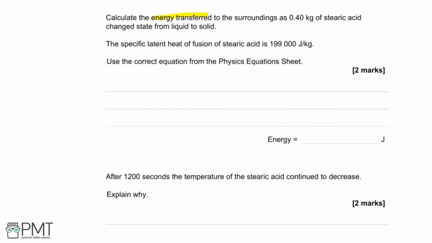Calculate the energy transferred to the surroundings as 0.4 kilograms of stearic acid changed state from a liquid to a solid. The specific latent heat of fusion of stearic acid is 199,000 joules per kilogram. Use the correct equation from the physics equation sheet. The specific latent heat of fusion is the energy transferred to change the state of 1 kilogram of a substance from solid to liquid or liquid to solid without changing its temperature.